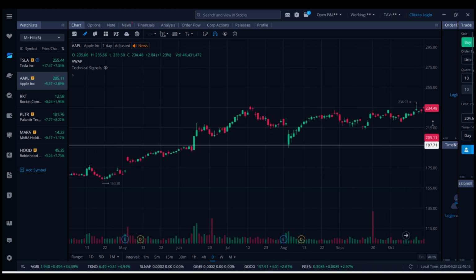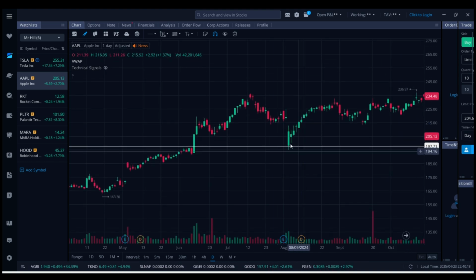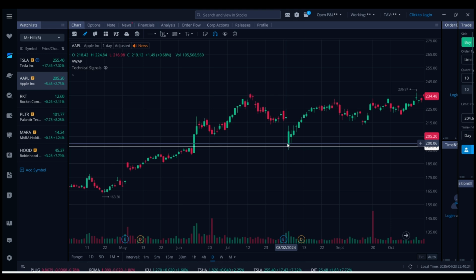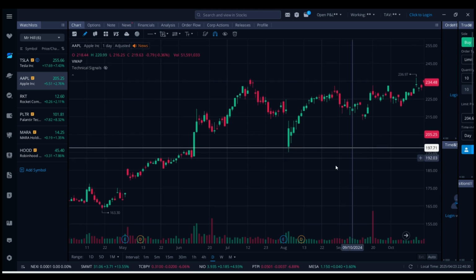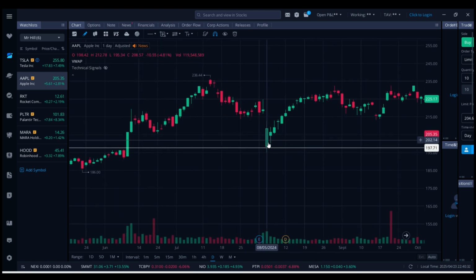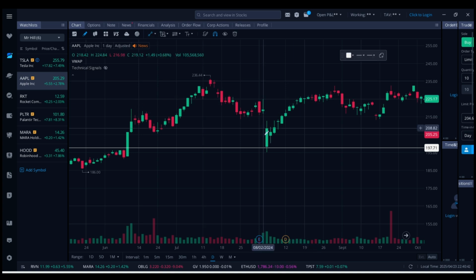With Apple, you can already see a really good example. You can see previous resistance now acts as support. We can see that if you look at this candle: a strong bottom wick bouncing off that 198 resistance level, acting as support, and then you can see price pushed to the upside.